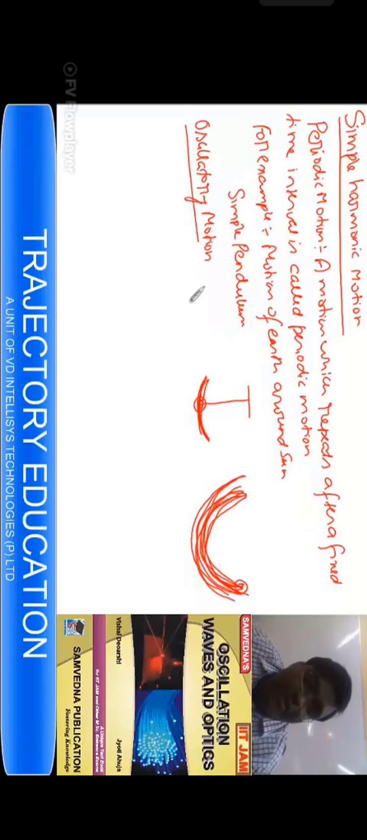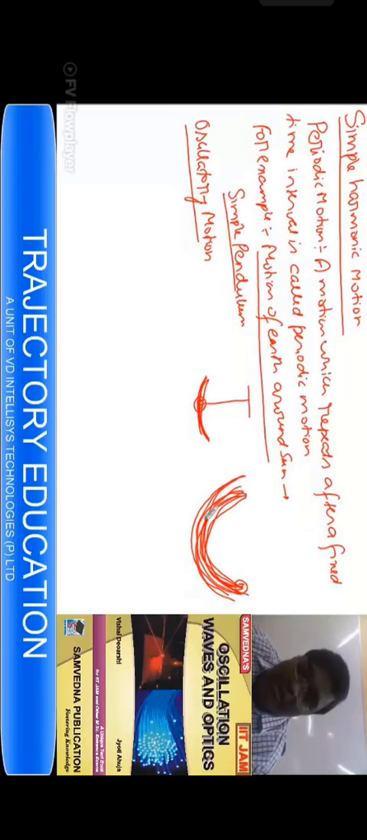Because such a periodic motion, like motion of Earth around Sun, is not an oscillatory motion. This is a periodic motion which is not oscillatory in nature. But motion of simple pendulum or motion of this ball in a hemispherical bowl will be an oscillatory motion.